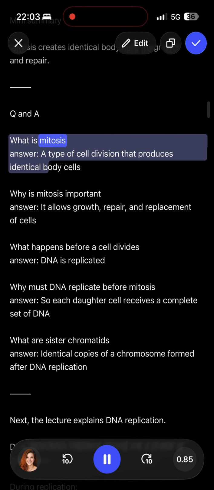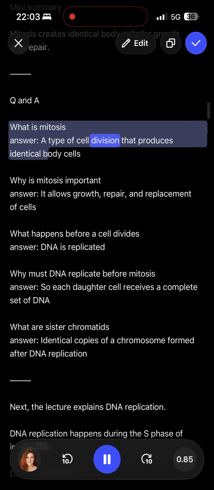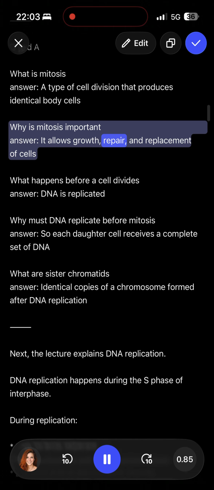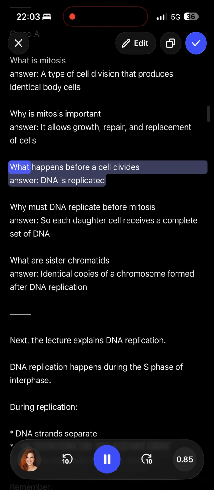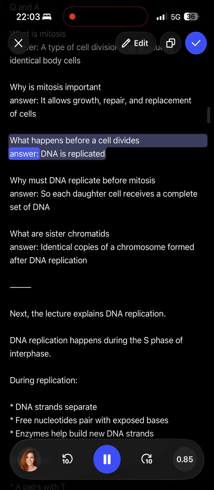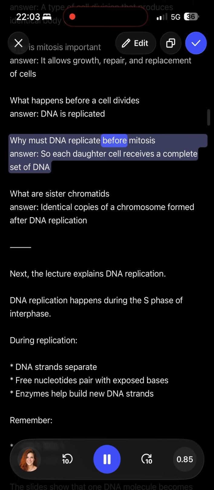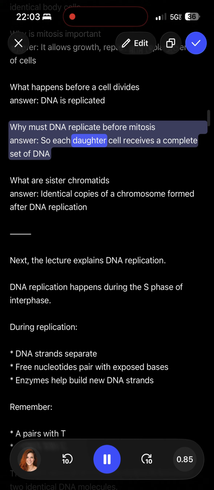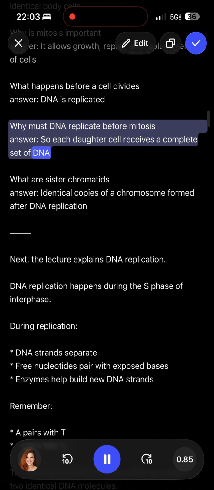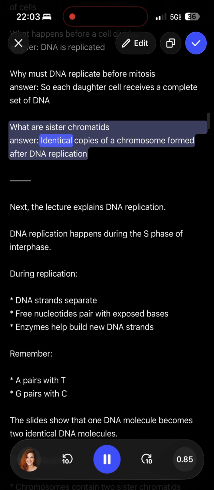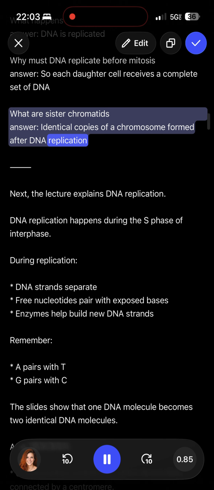Q&A. What is mitosis? Answer: a type of cell division that produces identical body cells. Why is mitosis important? Answer: it allows growth, repair, and replacement of cells. What happens before a cell divides? Answer: DNA is replicated. Why must DNA replicate before mitosis? Answer: so each daughter cell receives a complete set of DNA. What are sister chromatids? Answer: identical copies of a chromosome formed after DNA replication.